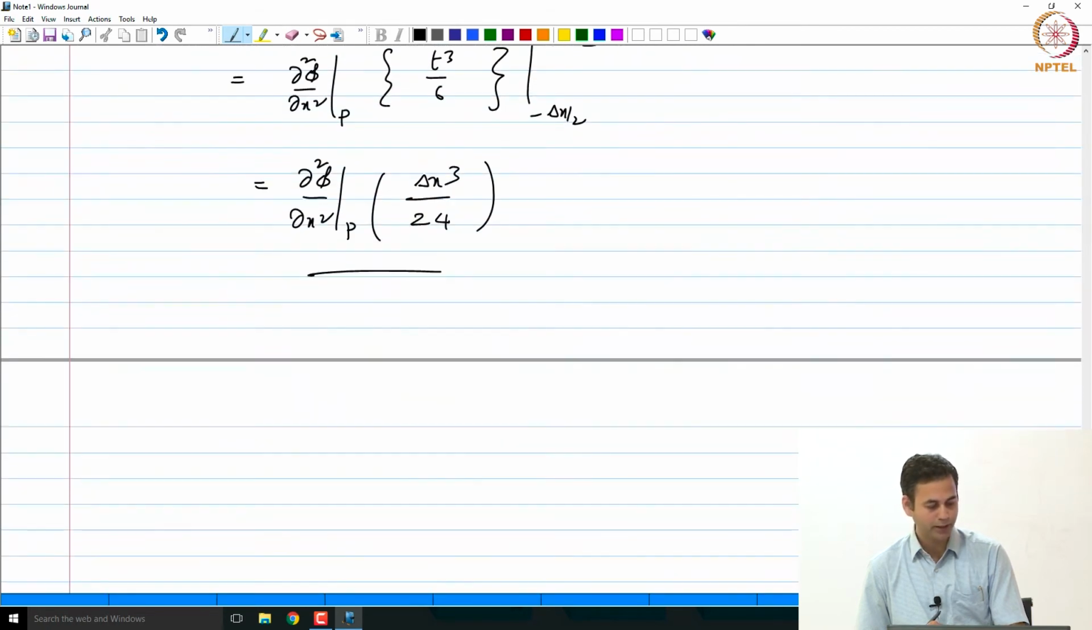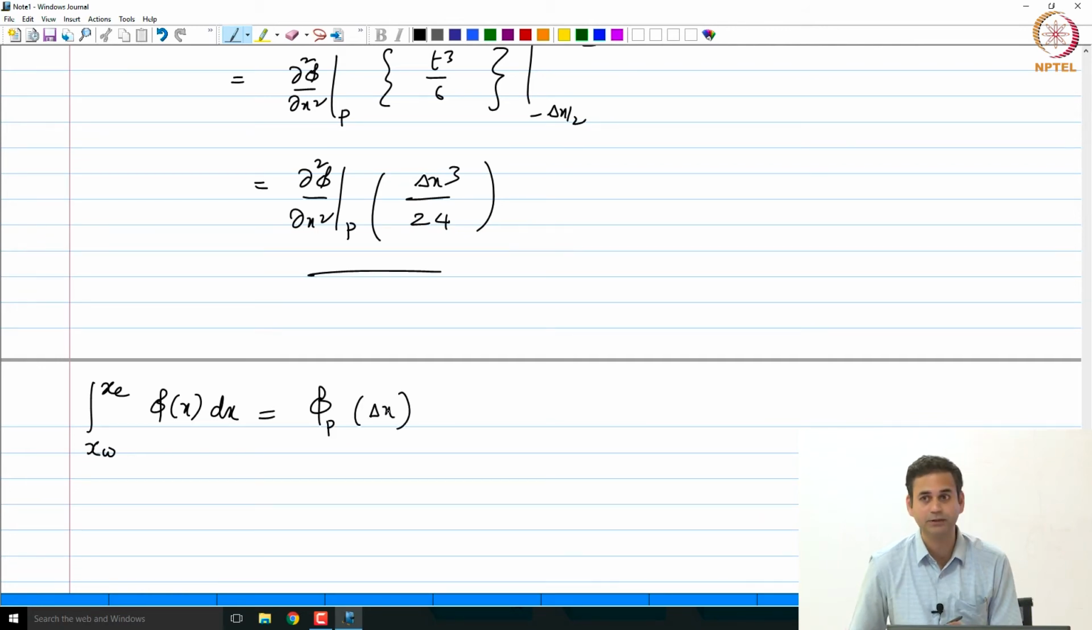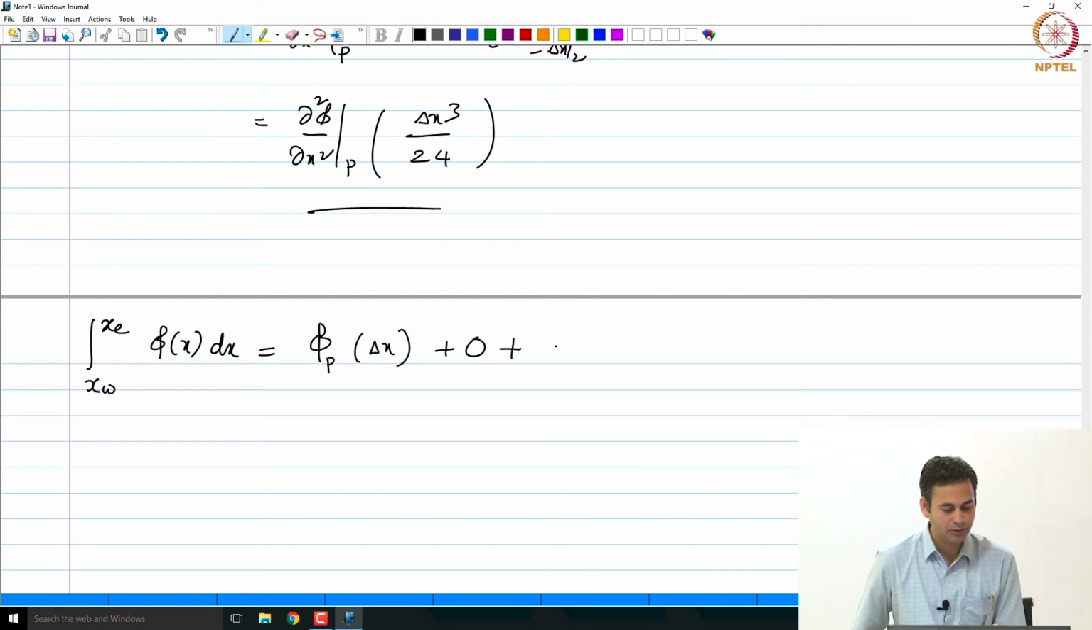If you plug it back in, what will be the complete equation? You have the integral from x west to x east of phi of x dx equals, what is the first term? Phi p times delta x, that is the first term. What about the second term? 0. Third term, what we just got, this is an order delta x cube term. That is kind of sufficient to give us an idea.